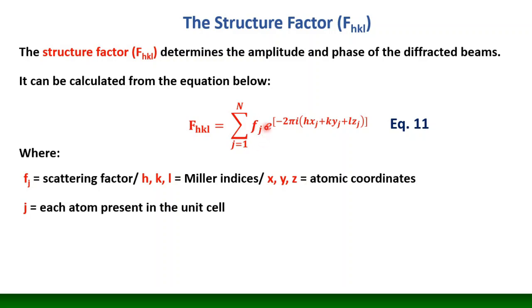And you have two things contained in this summation: the scattering factor, this small f, and an exponential part, where the exponent is minus 2 times pi times the complex number i, times h multiplied by the coordinate x, k multiplied by the coordinate y, and l multiplied by the coordinate z of each atom. So we take the scattering factor of that particular atom multiplied by a dependence on the position of that atom. That's how we calculate the summation over all atoms in different equivalent x, y, z positions. And from that, we obtain the structure factor. Next, you're going to see some details about the scattering factor.